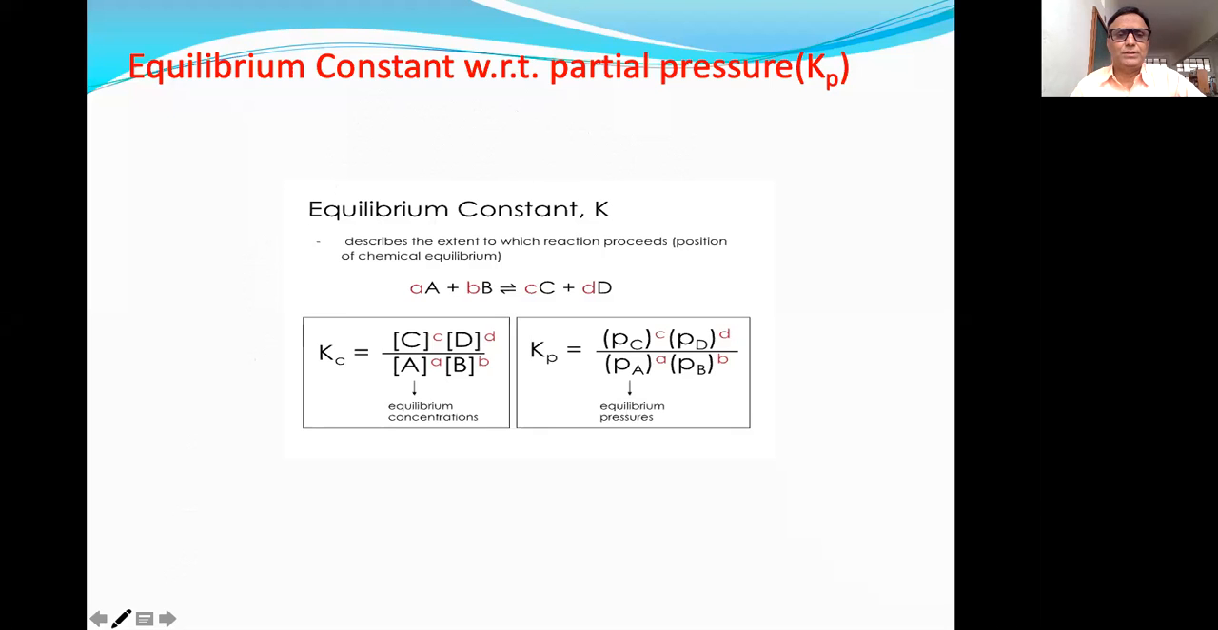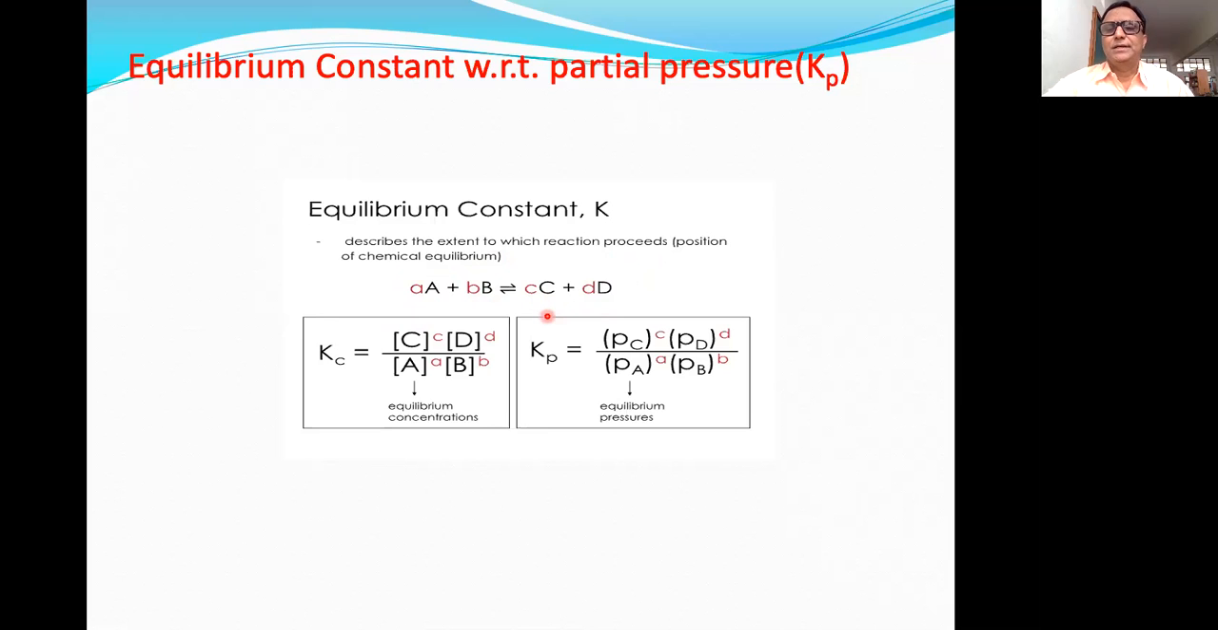You know that the equilibrium constant is denoted by the symbol capital K. It describes the extent to which a reaction proceeds, that is, the position of chemical equilibrium. Consider a general reversible reaction: aA + bB gives cC + dD.